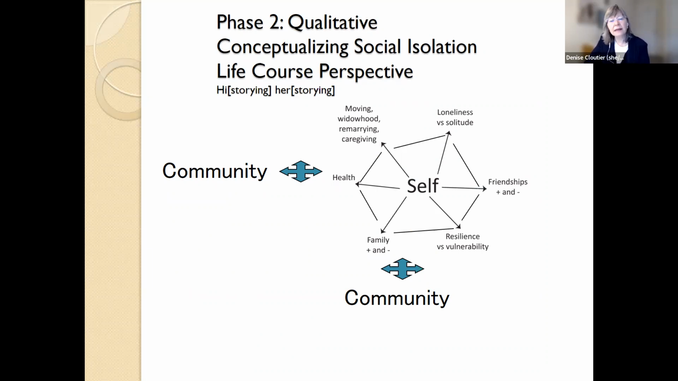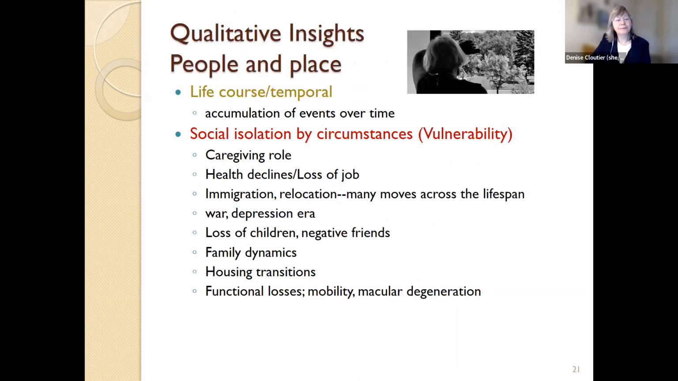And we landed on resilience versus vulnerability as important things for us to consider in greater depth in the qualitative analyses. And so what we came to was a characterization of these older adults in terms of being socially isolated by circumstances, which we called enhanced vulnerability, or socially isolated by choice, which we called resilience.